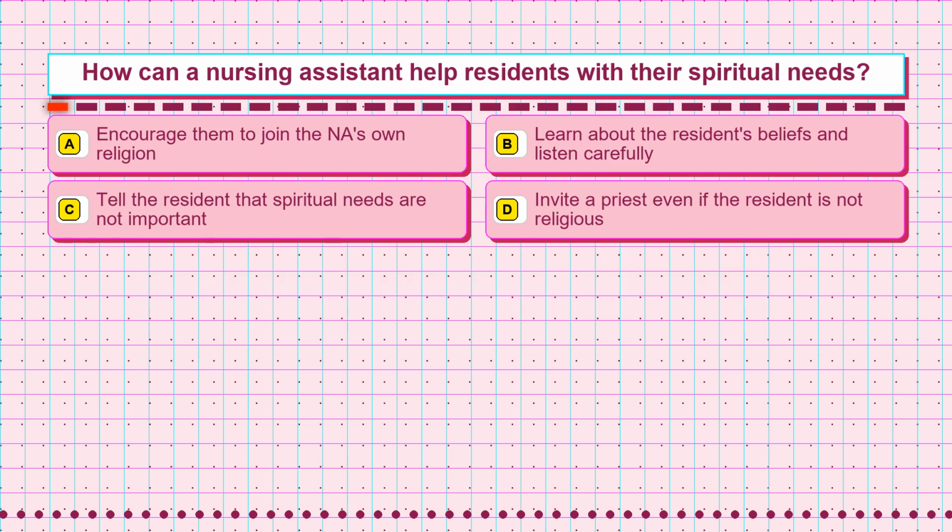Question 81. How can a nursing assistant help residents with their spiritual needs? Option A, encourage them to join the NA's own religion. Option B, learn about the resident's beliefs and listen carefully. Option C, tell the resident that spiritual needs are not important. Option D, invite a priest even if the resident is not religious.